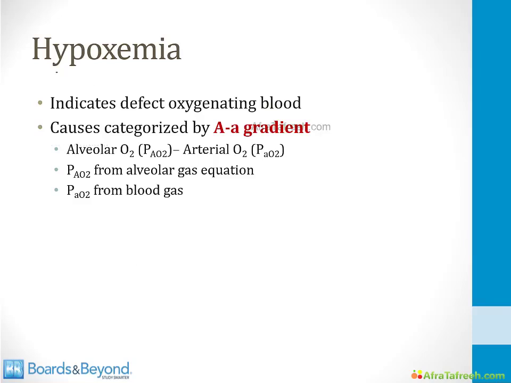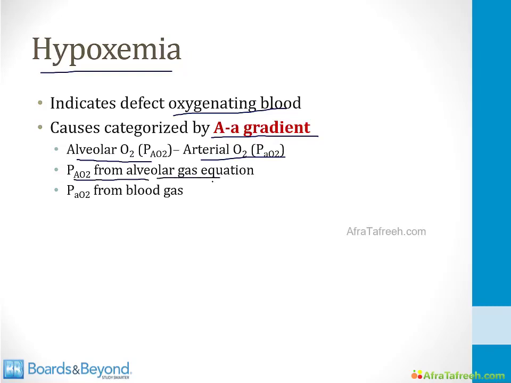For the remainder of this video, I'm going to talk about hypoxemia. Hypoxemia means a decreased oxygen content of blood, and it always indicates a defect oxygenating blood in the lungs. There are many causes of hypoxemia. We'll talk about lots of them in this video, but they're all categorized by their AA gradient. So the AA gradient is the difference between the alveolar partial pressure of oxygen minus the arterial partial pressure of oxygen. You can get the PAO2 from the alveolar gas equation. We'll talk about that in a minute. And you can get the PaO2 from an arterial blood gas like we talked about a few slides ago.